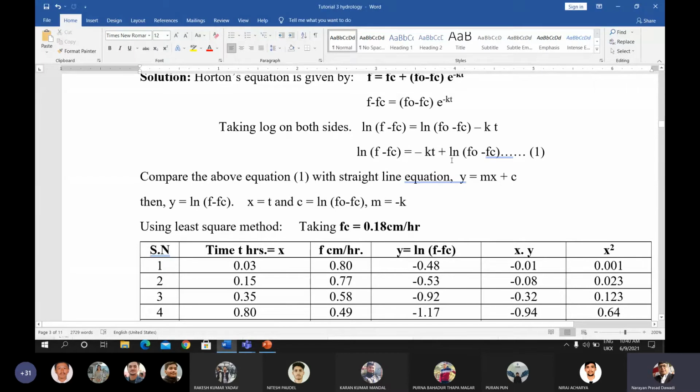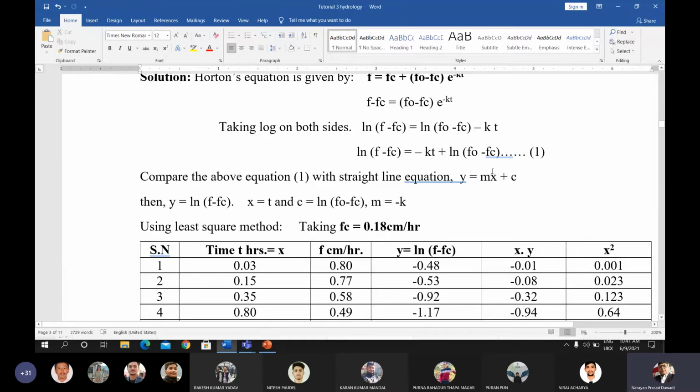y is equal to ln(f minus fc), m is equal to minus k, x is equal to t, and c is equal to ln(f naught minus fc). Up to this, do you all understand? Yes, sir. Now, after comparing this, you must know that x is represented for the t.